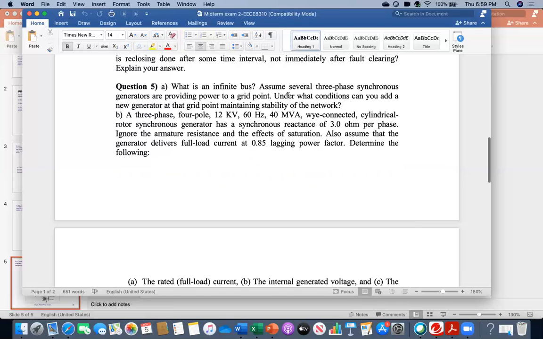Yes. Okay, and then assume several three-phase synchronous generators are providing power to a grid point. Under what condition can you add a new generator at that grid point, maintaining stability of the network? So what are the conditions so that there is no stability issue? All the generators should be in synchrony and they have to have the same frequency, voltage, and phase difference. Yes, and also the same phase sequence. Did you all write the same thing?